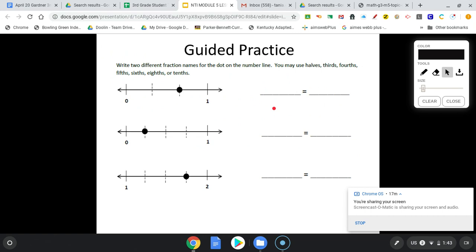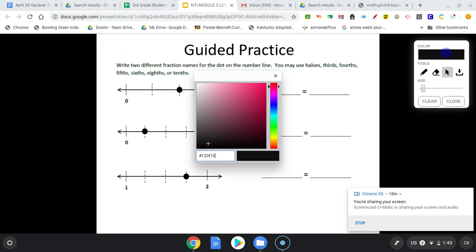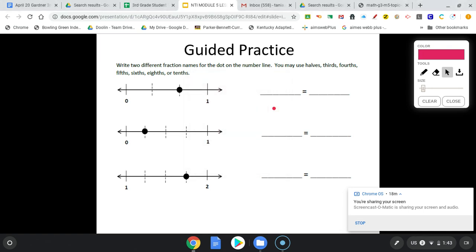All right, now let's look at this. We have 2 different fractions shown on this number line, 2 different fractional units. So you may have to use halves, thirds, fourths, fifths, sixths, eighths, tenths. You don't know until you get started doing the work. So let's see right here. We have 1, 2, 3 equal parts. So it would be thirds. And we know that it is at what point? 1, 2. So 2 thirds. So we're going to write 2 thirds here.